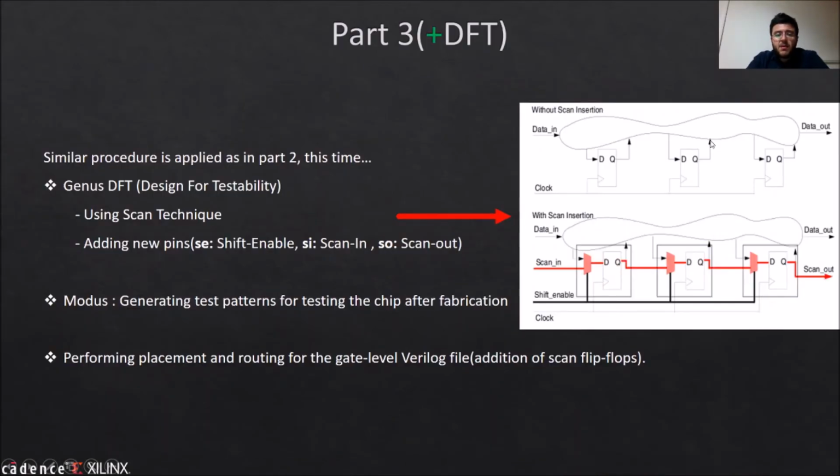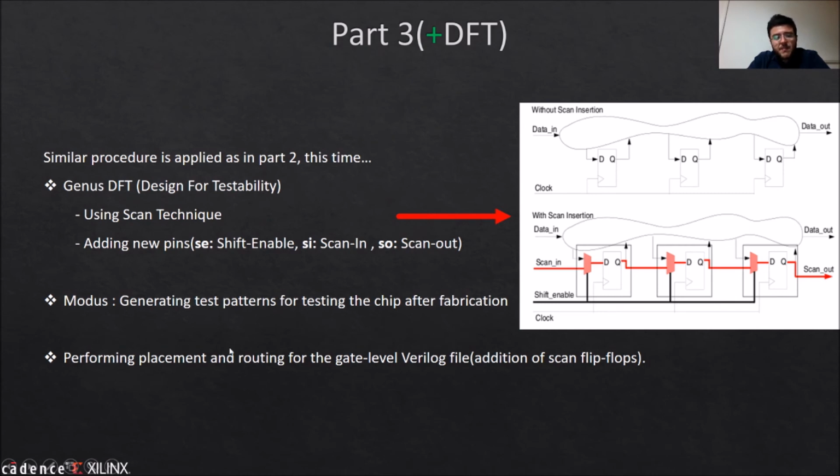The most important thing after completing the design of a chip is testing the chip. So in part 3, we make our design testable, and for that purpose we use a scan technique, which is adding a shift register in order to make our design testable. We also add new pins, and in Modus we generate test patterns for testing the chip after fabrication.